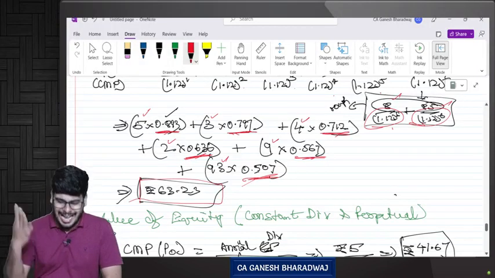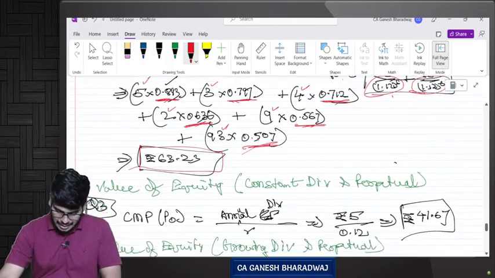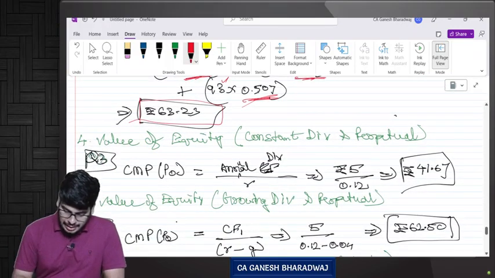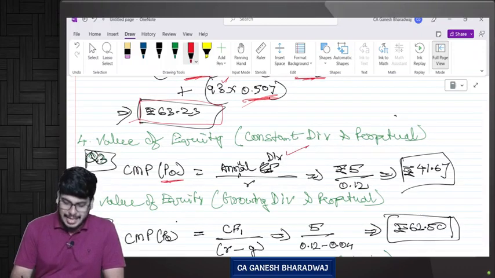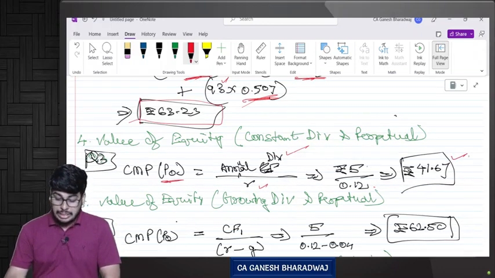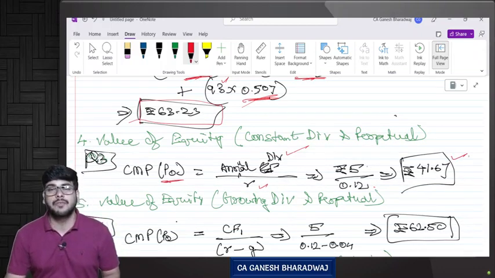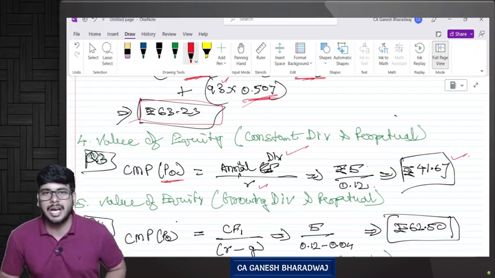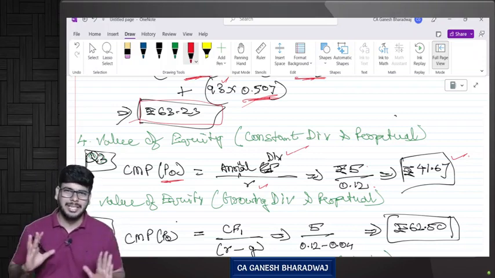Correct or not? As simple as that. So here, this is nothing but the current market price, or P0, which is equal to annual cash flow. In this case, it's annual dividend divided by R. So 5 rupees by 0.12. So the share value is nothing but 41.67 rupees. Are you clear with this? Very, very simple. That's about it.